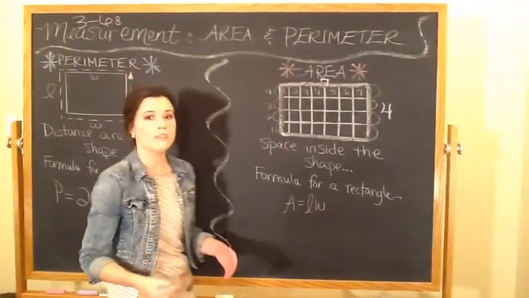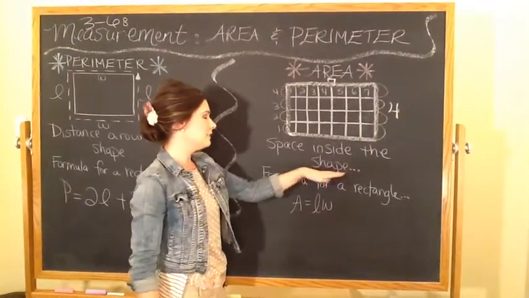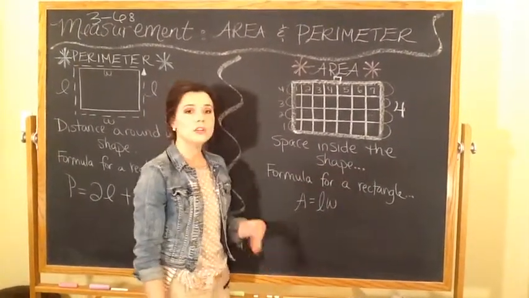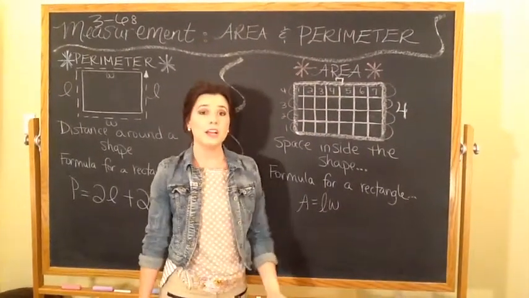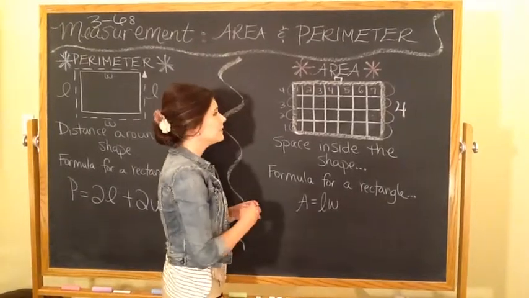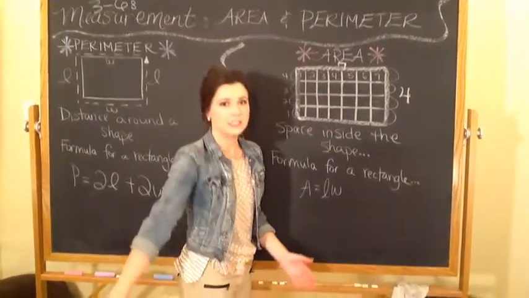Area, however, is the distance or the space on the inside. So it's the space on the inside of a shape. Now, in order to find the area, you'd multiply the length by the width. Now, why do we do that? Basically, think of a shape as made up of a space on the inside.